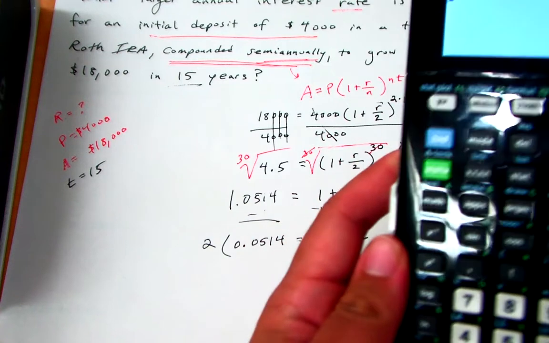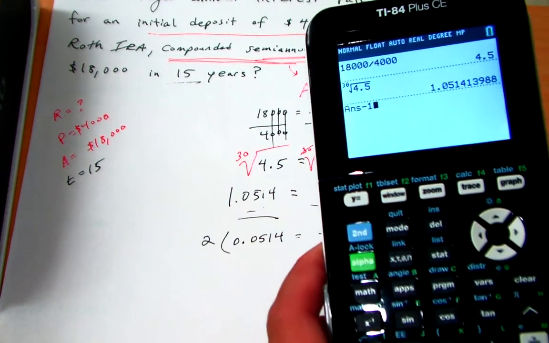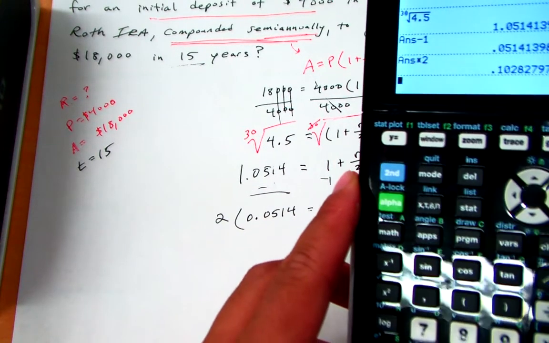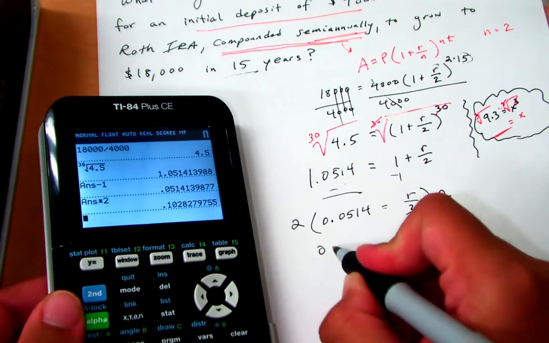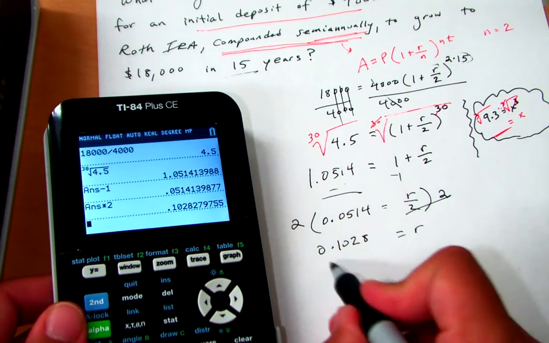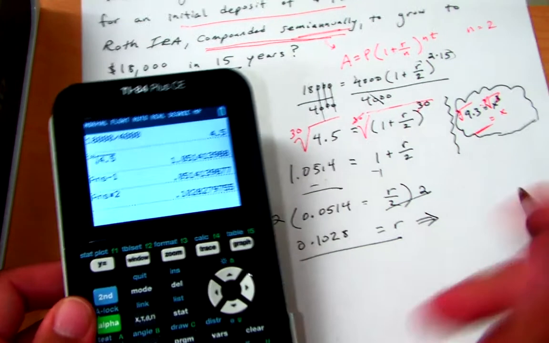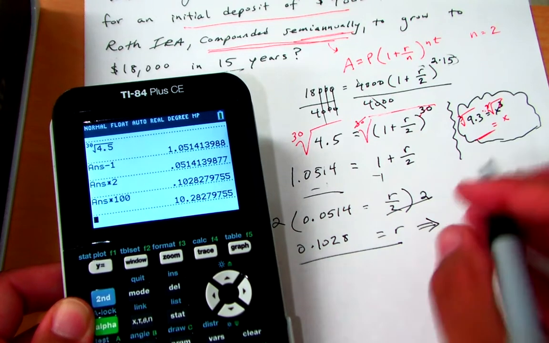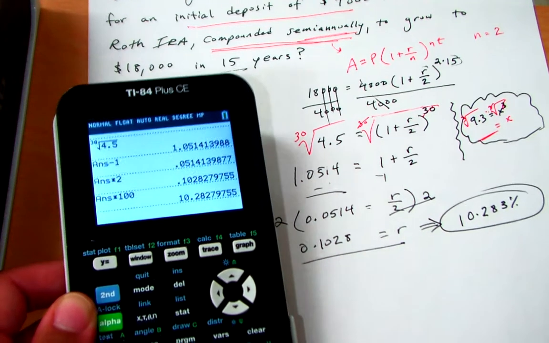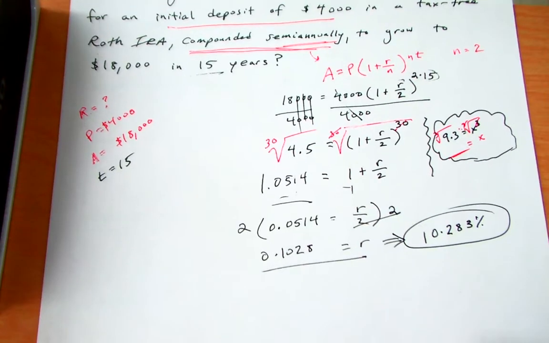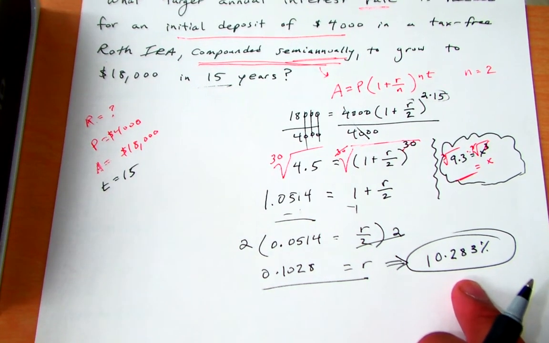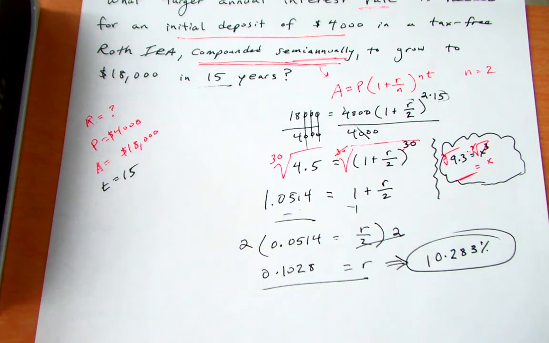And let's see if we can get caught up in the calculator here. Subtract 1 earlier. Now you can see it. So that was this number right here. Times 2 will give us 0.1028. Put that as a percent, as interest typically is. Multiply that by 100, which gives us 10.283%. So if you're able to achieve this level of growth over the course of 15 years in this particular kind of retirement account, then in 15 years your initial $4,000 will become $18,000.